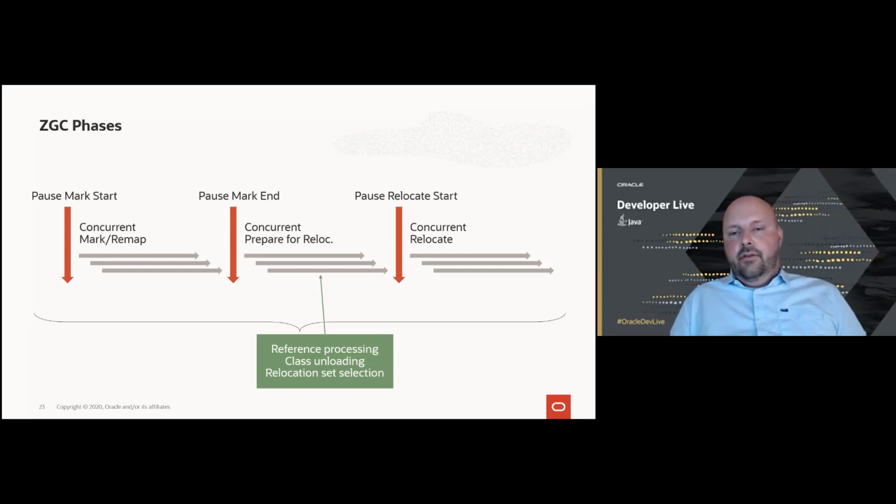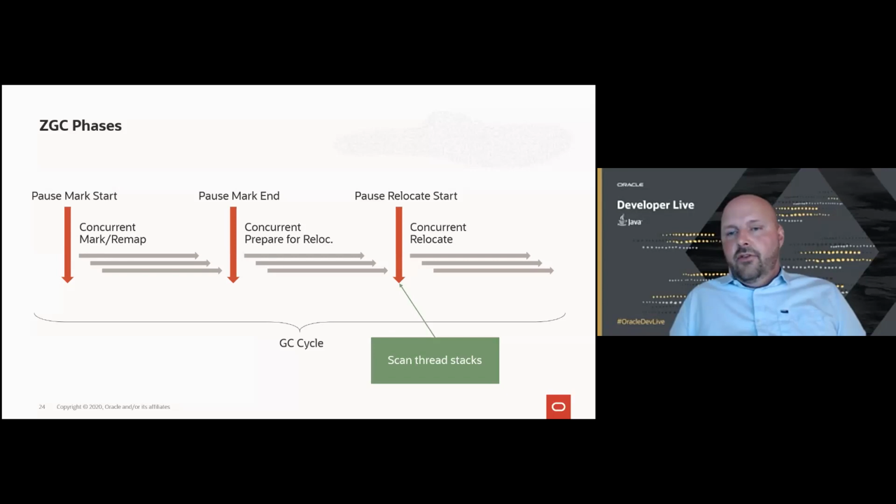Relocation set selection means that using the liveness information we have from the marking phase, we can now make a good decision on what parts of the heap we want to compact. Then we continue into the relocate start pause. Again, we scan thread stacks. This time we want to find roots pointing into the relocation set, in other words, roots pointing to objects that are about to be moved, and we want to treat them especially. Then we continue in concurrent mode again, and this is where we do the heavy work of actually compacting the heap. And that concludes the GC cycle.